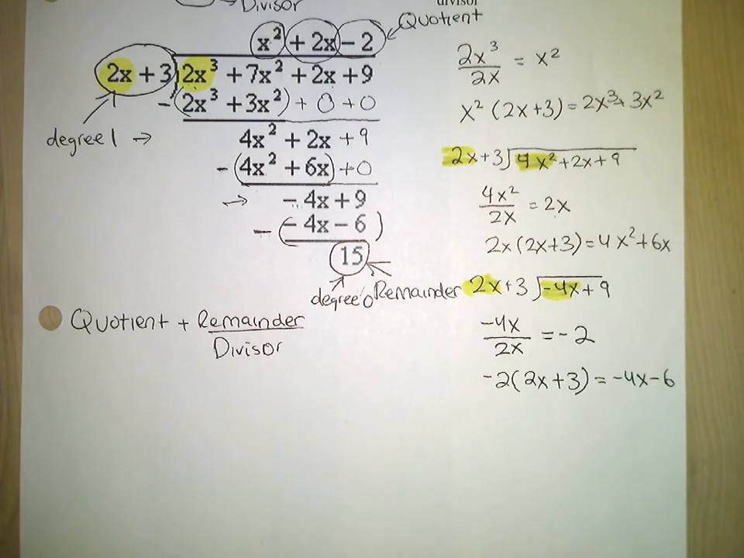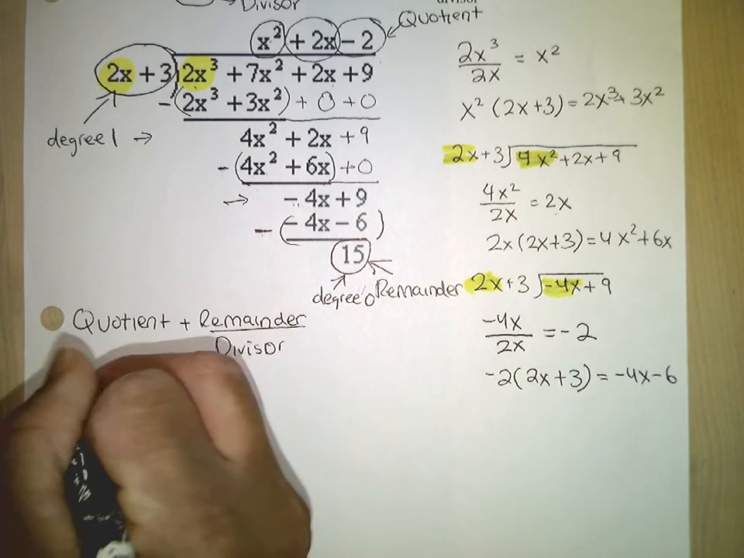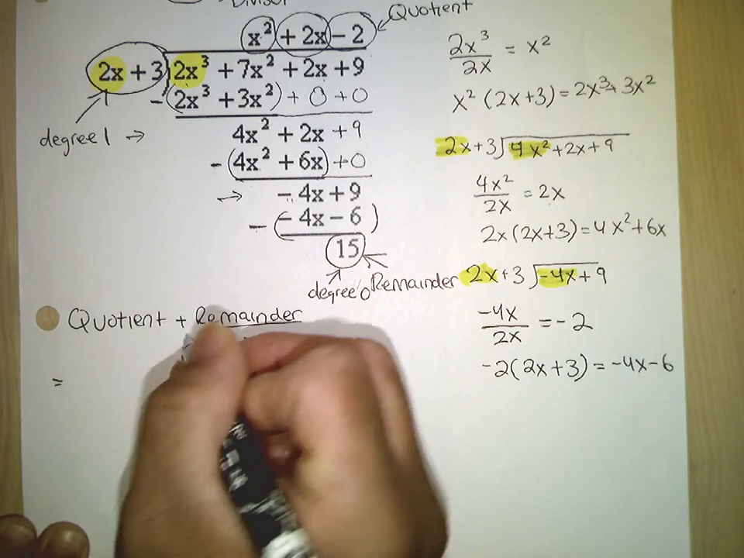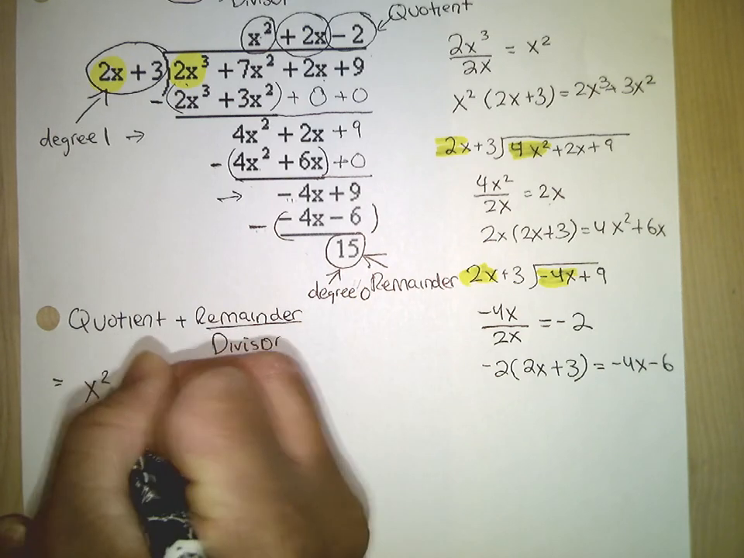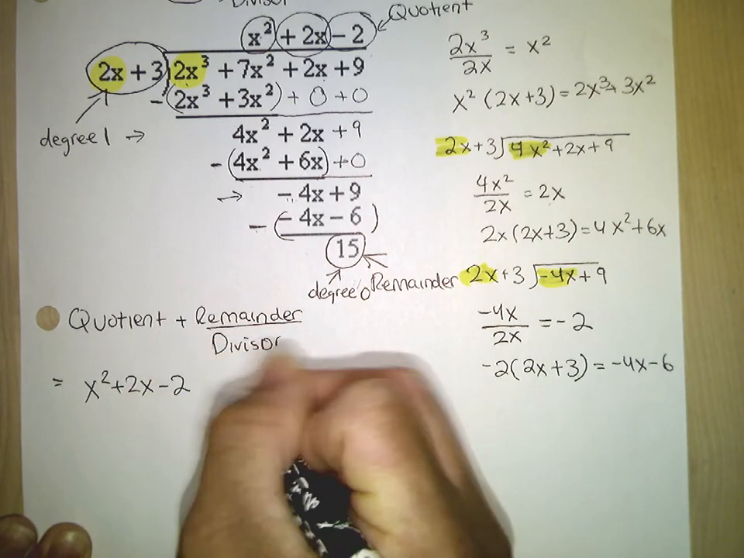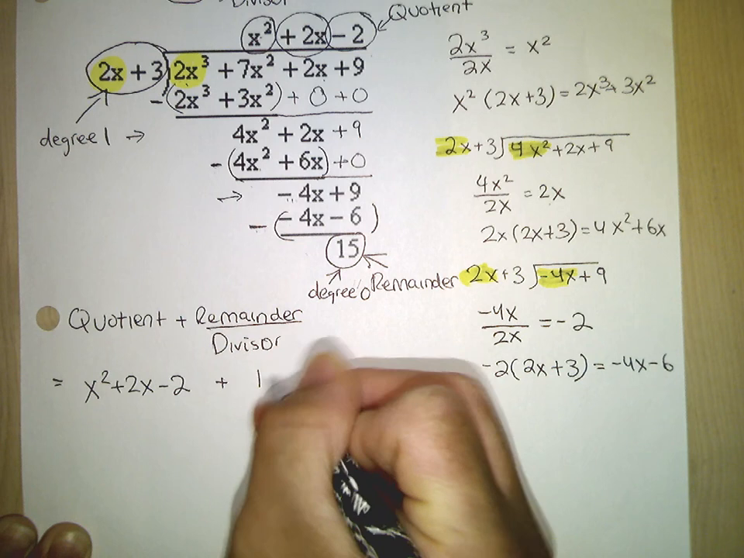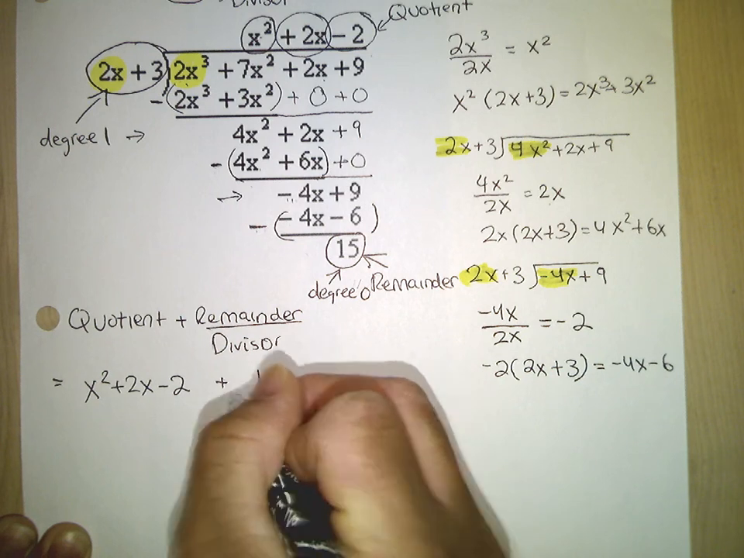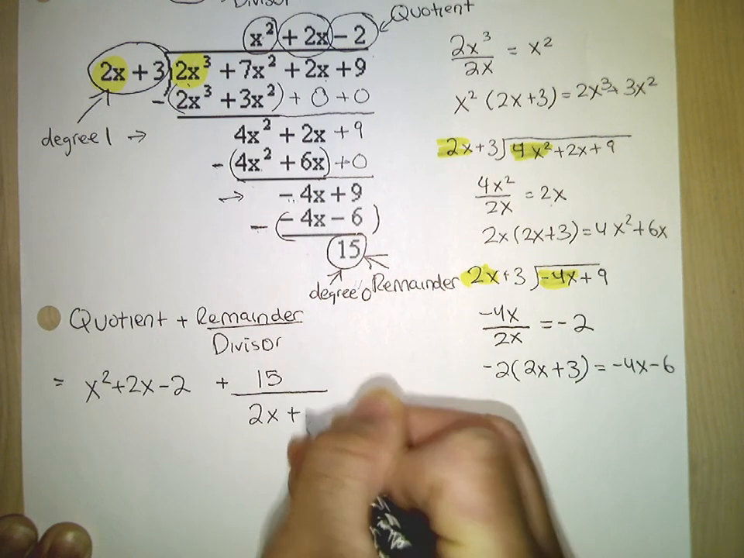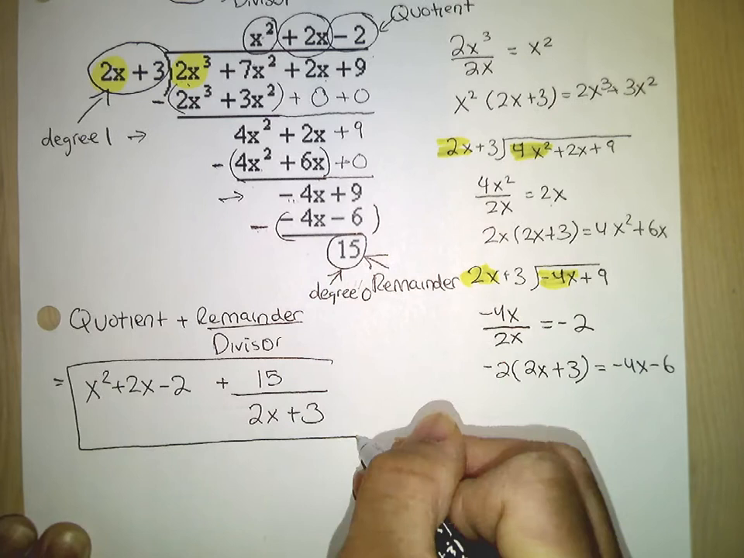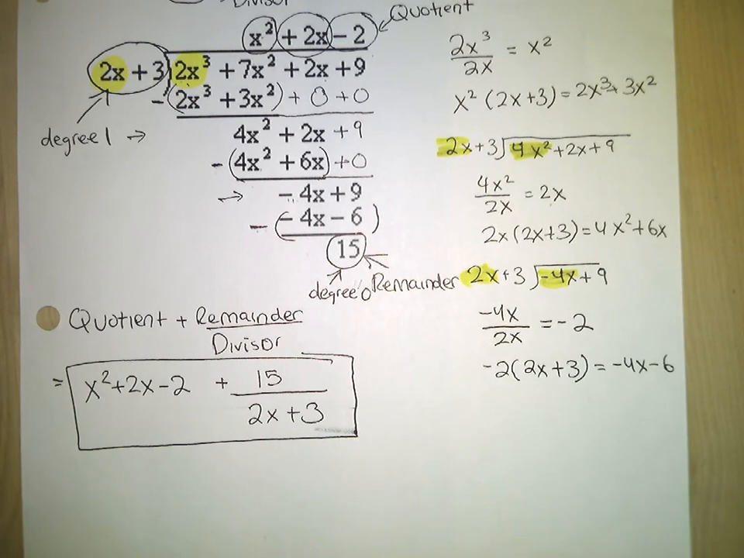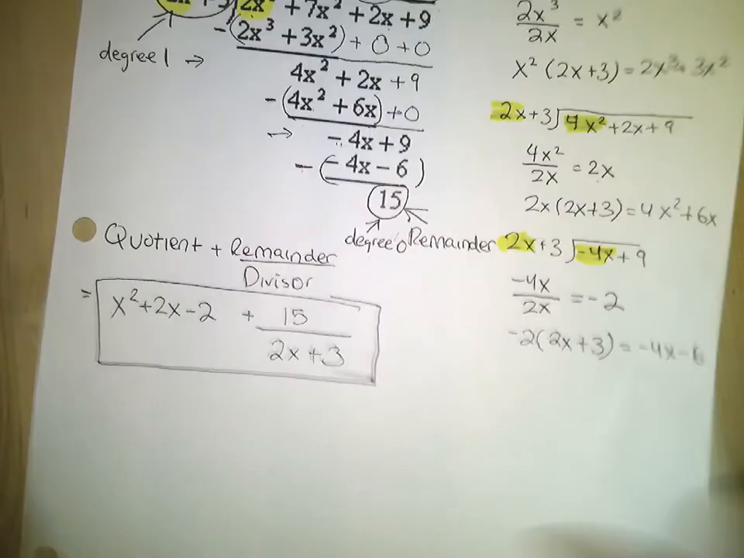All right. So in quotient plus remainder over divisor form, the quotient is x squared plus 2x minus 2 plus remainder of 15 over the divisor of 2x plus 3. There you go. So that's one way to go about this problem here.